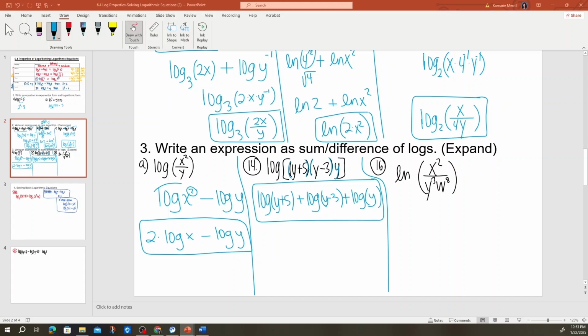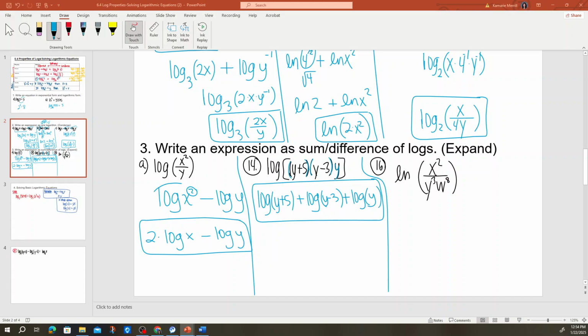Don't move the 2, 3, or the 8 yet, because the 2 is specific to the log with the x. The 3 is specific to the log with the y, and then the 8 is specific to the log with the w. So don't move those yet. And then ln's, don't let ln's scare you. They are treated just like other logs. So you do all the same properties, even with ln's.